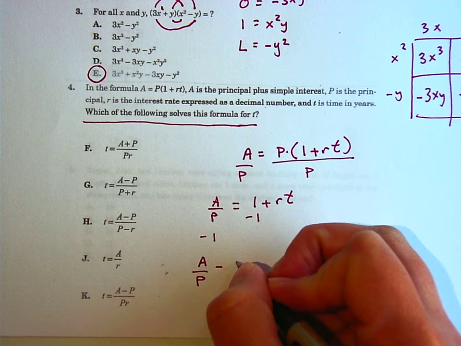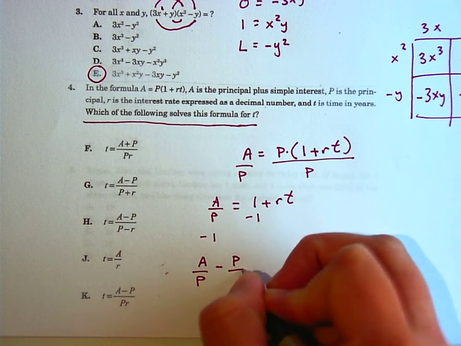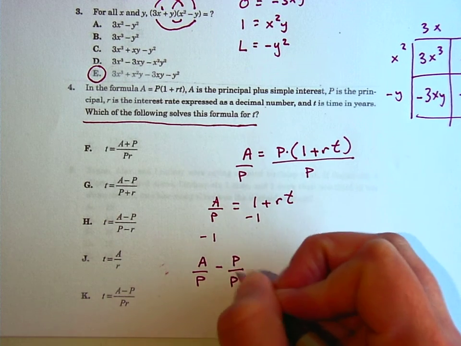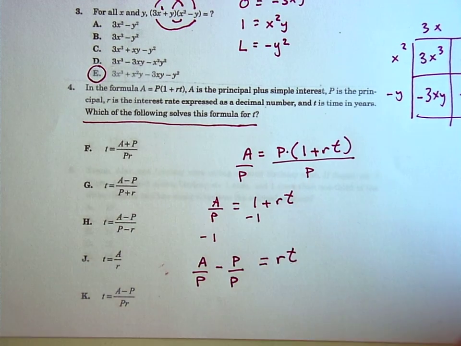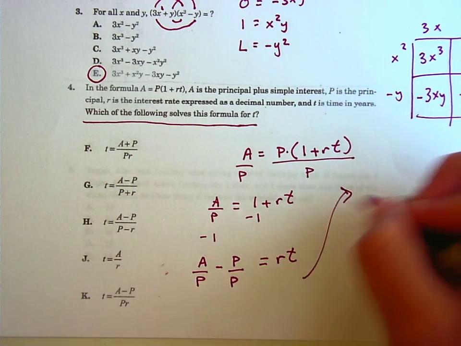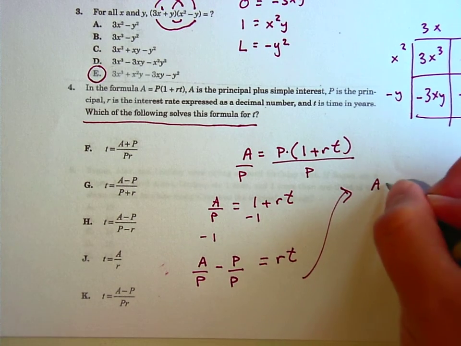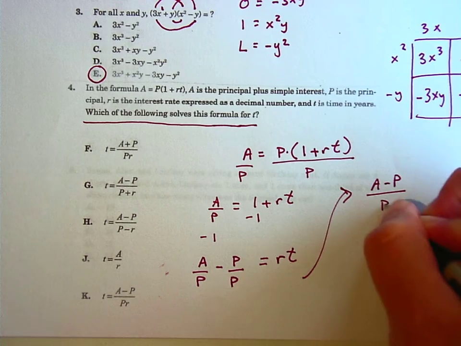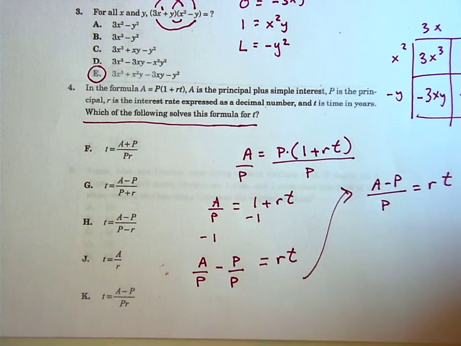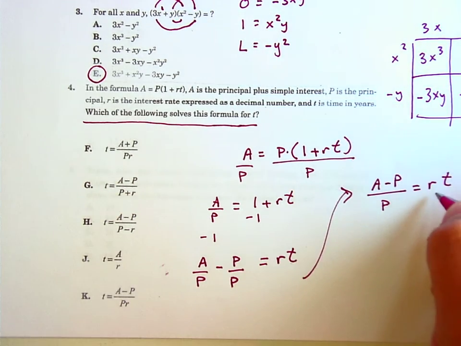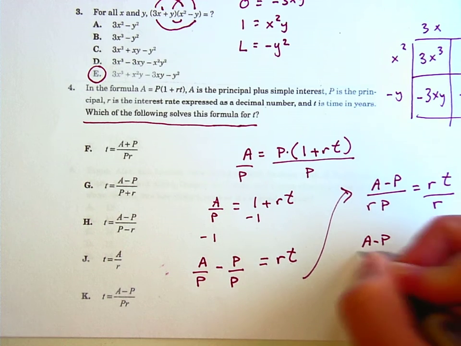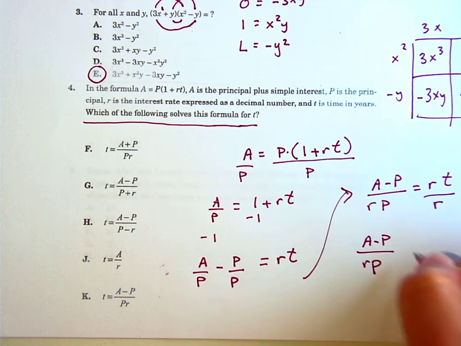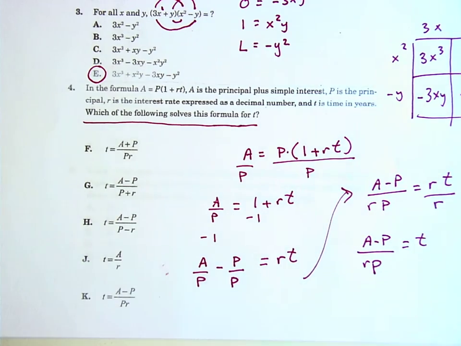A over P minus 1. And I'm actually going to change that into P over P because that's the same thing as 1, because I know I'm going to combine these for a common denominator. And that equals RT. Okay. And then now that I've got a common denominator, I'm going to call that A minus P over P equals RT. And then to finish it up, I'm going to divide by R on both sides to get T by itself. So I'm going to divide by R here, divide by R over there. So that's A minus P over R times P equals T.